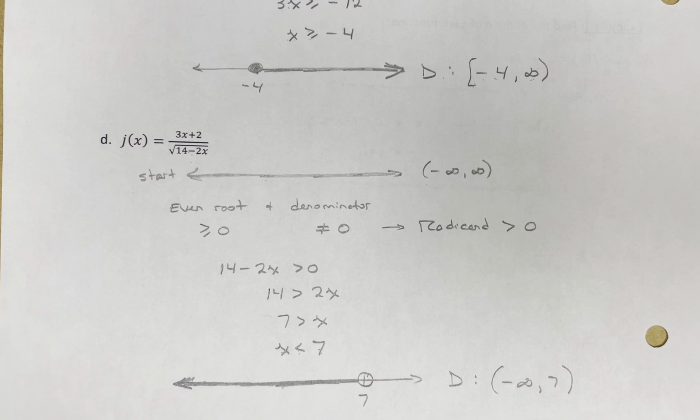So to wrap it up, you want to be thinking it's a function, its domain is all real numbers unless you see a fraction or an even root, and either of those two things could cause the domain to be restricted.